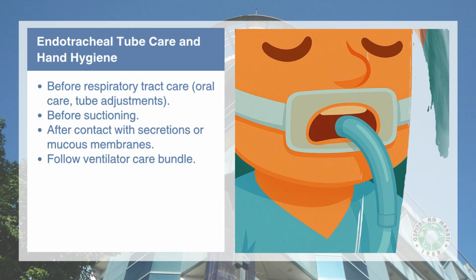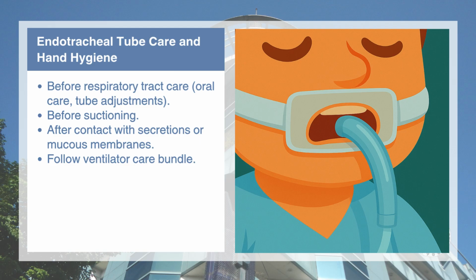For patients with endotracheal tubes, strict hand hygiene before and after airway care is key to preventing ventilator-associated pneumonia. Before suctioning or performing oral care, perform hand hygiene to avoid introducing bacteria into the respiratory tract. After handling secretions or adjusting the tube, clean your hands again to avoid spreading pathogens. Remember, a consistent ventilator care bundle and strict hand hygiene work together to improve patient outcomes.